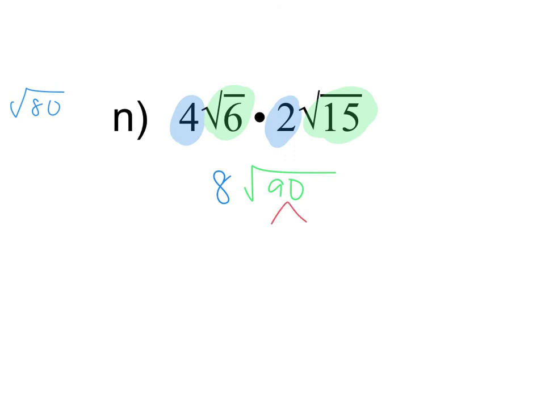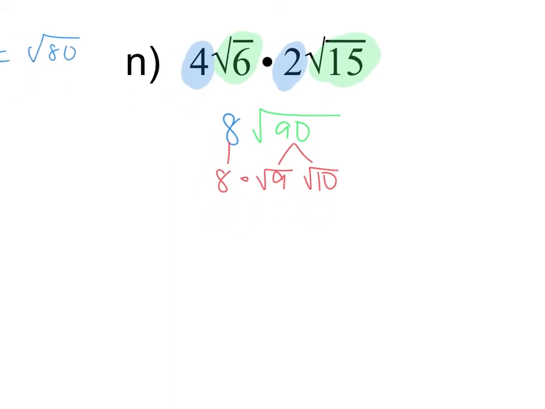So this is going to be like the square root of 9 times the square root of 10, and all of this times 8. I'm just going to drop that straight down. Okay, so then we can take the square root of 9, so that becomes 8 times 3 times the square root of 10. Let's put it all together. That gives you 24 square roots of 10.